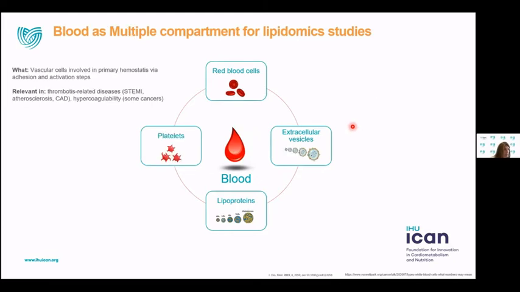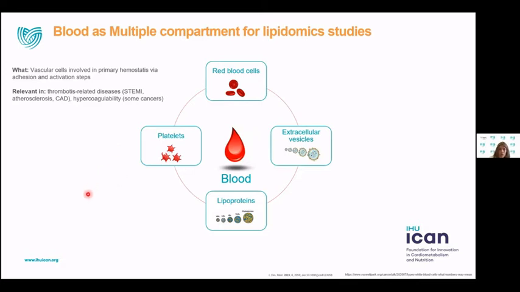And the last compartment is the platelets. So platelets are vascular cells involved in primary hemostasis. So it's going to be relevant to look at lipidomics in these platelets in all thrombosis related disease, obviously, but not only, also in hypercoagulability diseases, like in some cancers.